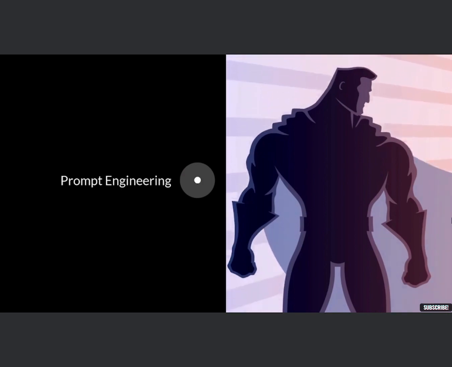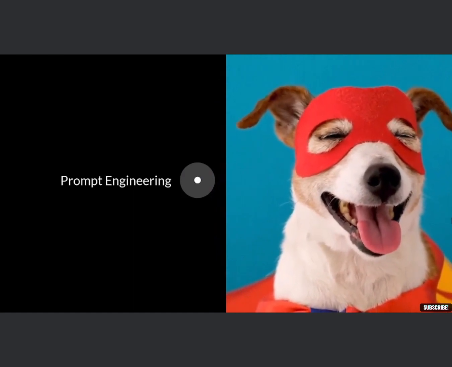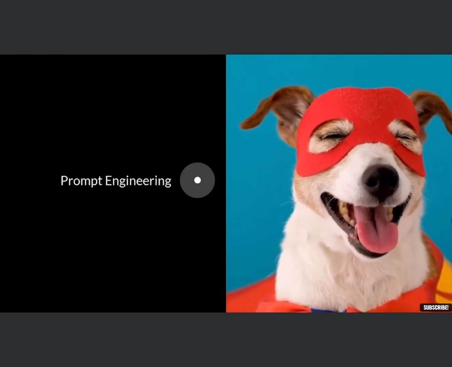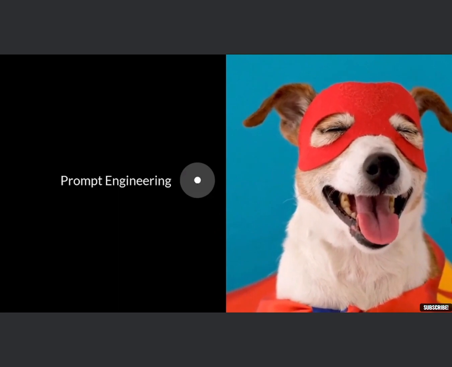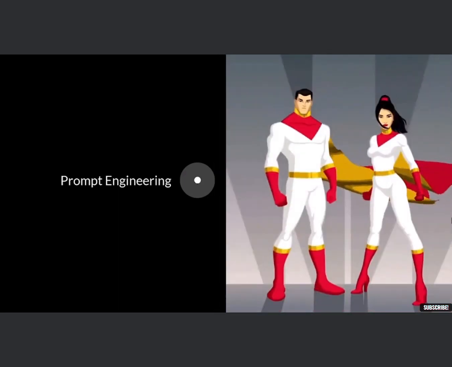Then the computer program will use that information to generate a story about the superhero who saves the day. Now, the more specific you are with the prompt, the better the story will be. If you write, once upon a time, there was a superhero named Flash who could run faster than anyone, the computer program will generate a different story than if you wrote, once upon a time, there was a superhero named Aqua who can control water.